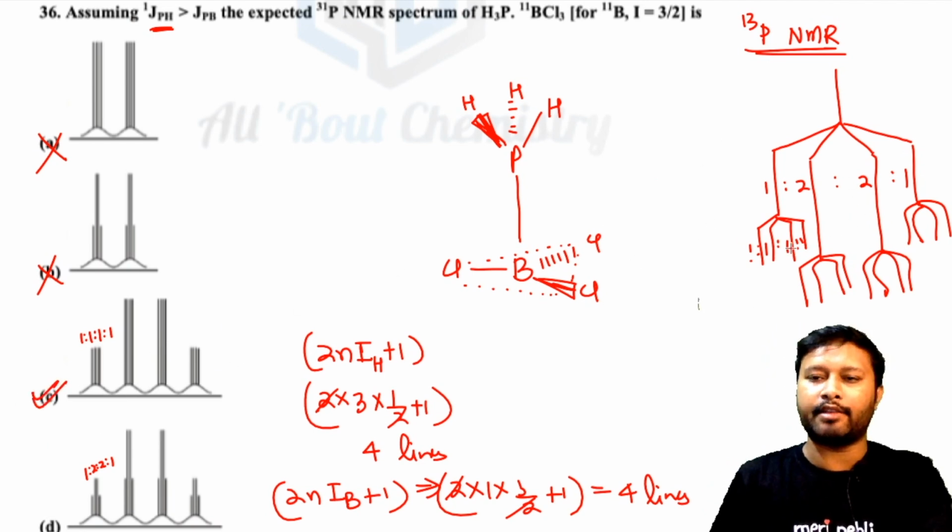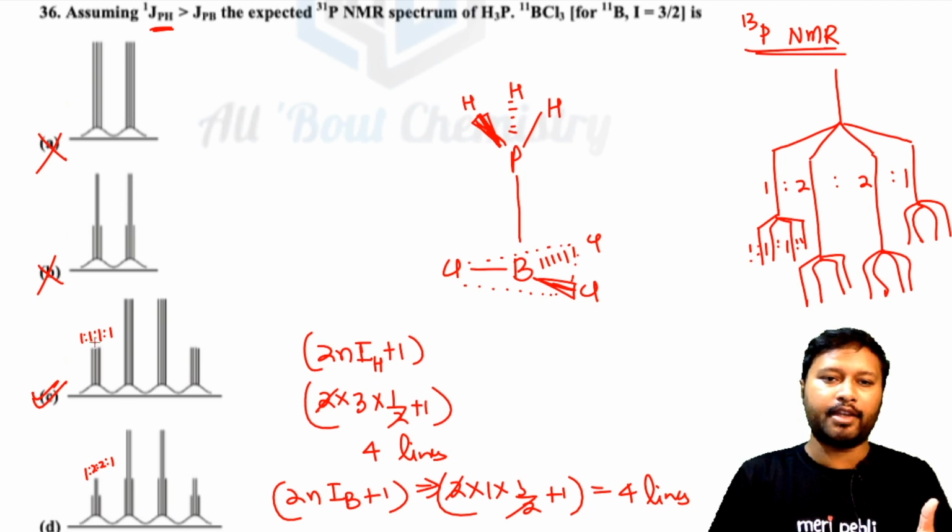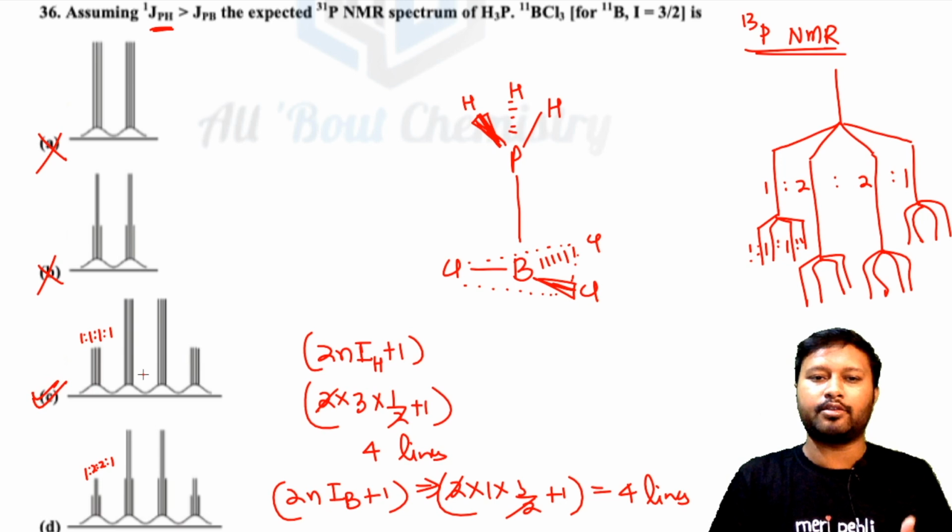How will the overall intensity come? Of course, the first peak will be smaller, the central 2 peaks will be bigger, and the terminal 2 peaks are smaller. The final peaks are of 1:1:1:1 intensity, and the major peaks are of 1:2:2:1. So I guess you understood this.